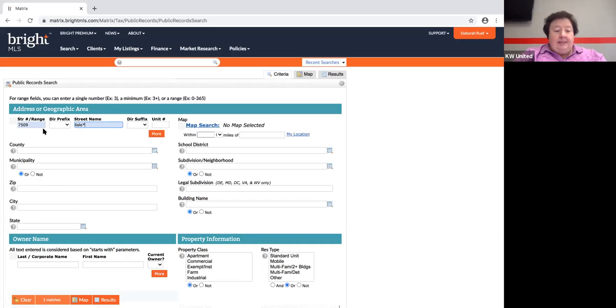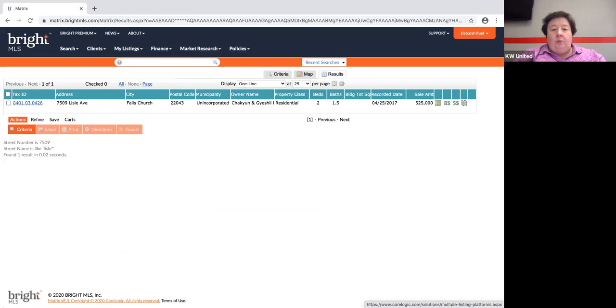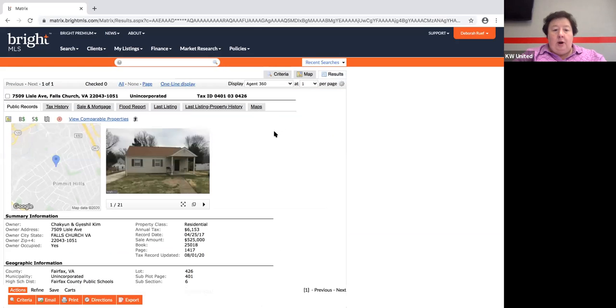Okay, so I'm going to use my property search. As I type this in, if you look down here, it says there's one match. So there's no other 7509 Lyle Avenue anywhere in New Jersey, Virginia, etc. But with some street addresses, you could have 10, so then you'd want to put in the county or the state. In this case, I'm just going to go forward and open up the one. Okay, so this is the tax record for this property.